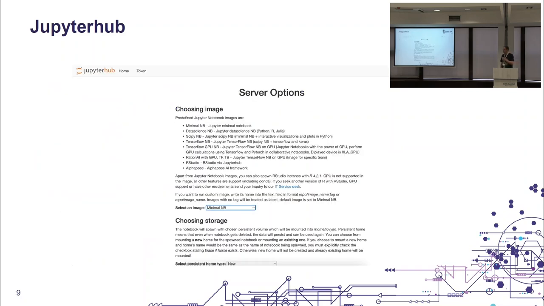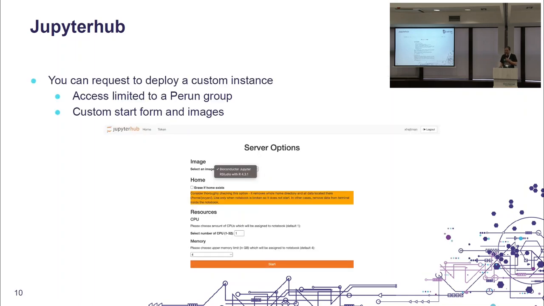This is an example of the initial form for the Jupyter notebook. You can see that there is some documentation inline that describes what to do and what you can select. The form is not complete here, of course. It continues below, but I don't have the screen here.